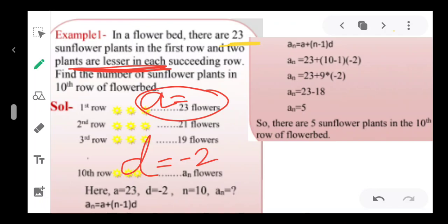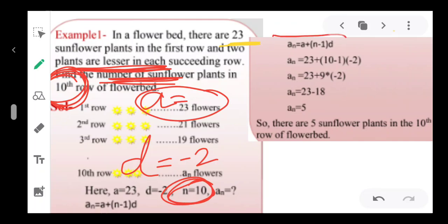And find the number of sunflowers. The number of sunflowers, this is N. We have to find how many sunflowers are in the 10th row. 10th is the nth term. So N is 10. N is equal to 10. And we have to find how many sunflower plants are in the 10th row. It means we have to find AN.